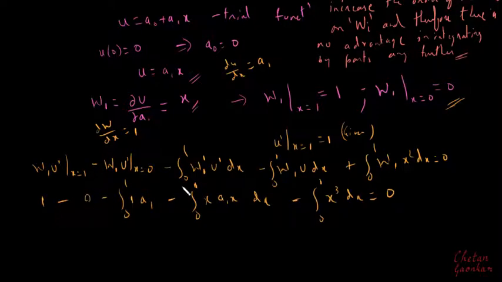Please see here that only the first term after the boundary terms will have the first derivative of weighting function, but all other terms will have just the pure weighting function without any derivative.